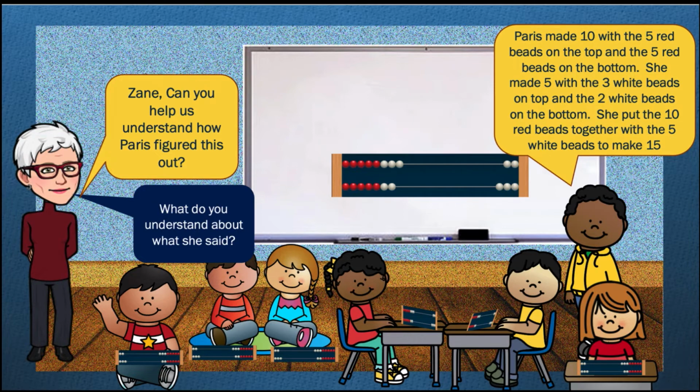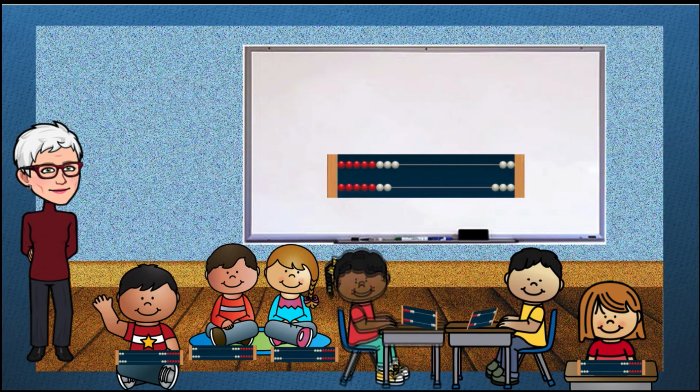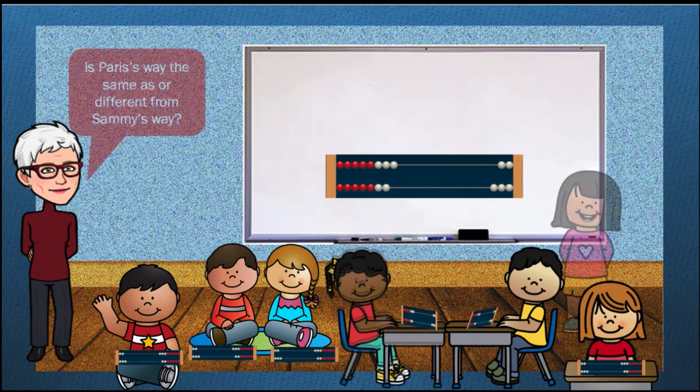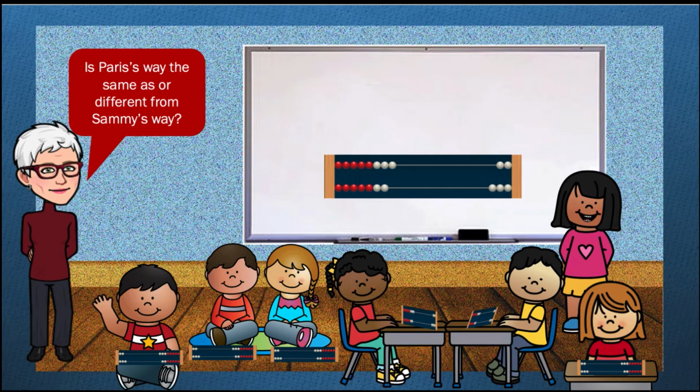We know from Zane's explanation that he understood how Paris figured out this task because he explained her thinking in his own words. The dialogue continues as the teacher asks students to compare Paris's way of thinking to Sammy's way. She asks, "Is Paris's way the same or different from Sammy's way?" And Bianca said different. The teacher asks, "How are they different?"